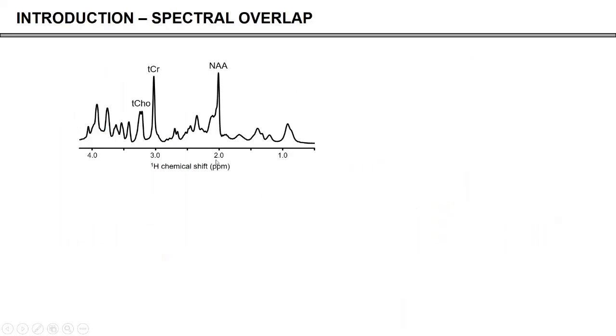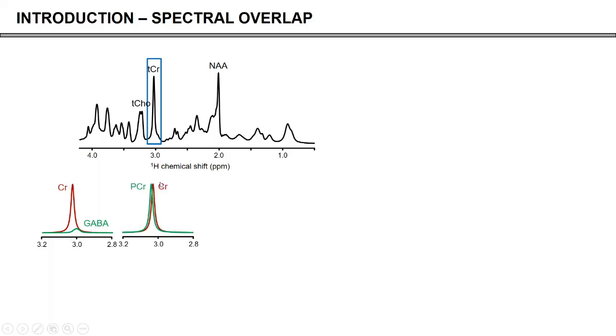So now let's have a look at a proton spectrum for a human or animal brain. It has the typical resonances, but because there are so many signals in this spectrum, spectral overlap is very common. For example, if we look here, we have the creatine signal and the GABA signal as well. It is not very easy to look at the GABA because the creatine is very much larger. Similarly, that resonance is actually the sum of creatine and phosphocreatine that resonate very close to each other, making it very difficult to separate them.